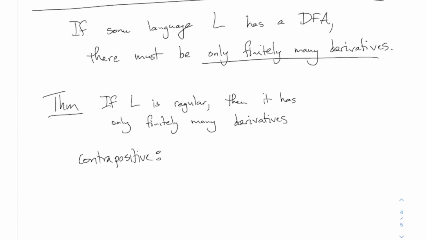Anybody remember your discrete math? Can you say the contrapositive of this? This is an if-then, right? P implies Q. Anyone remember what the contrapositive is? Is it like if there are infinite derivatives then it's not regular? Yes. The contrapositive says not Q implies not P, and it is logically equivalent to this. So if you believe this theorem, it is the same as what I'm about to write, its contrapositive, which is what he said. Not Q implies not P.